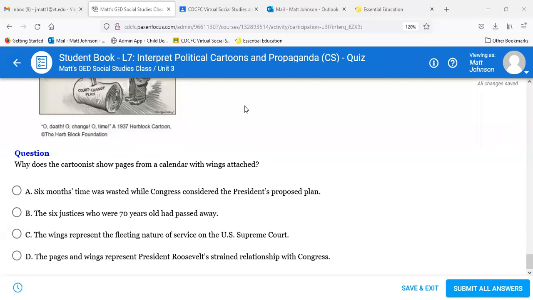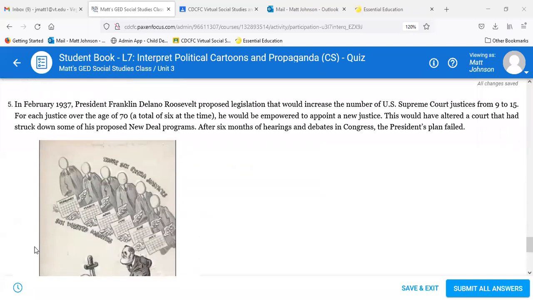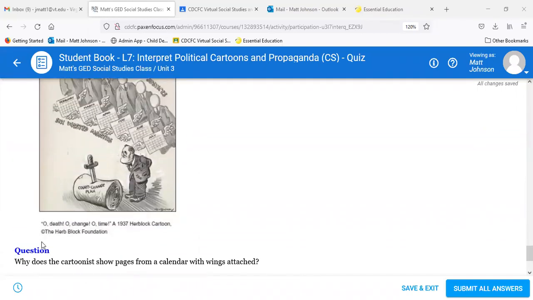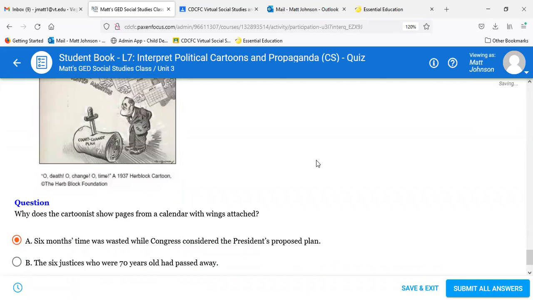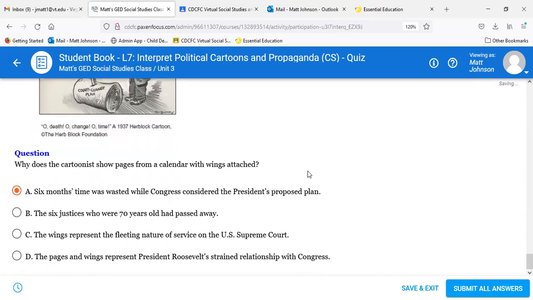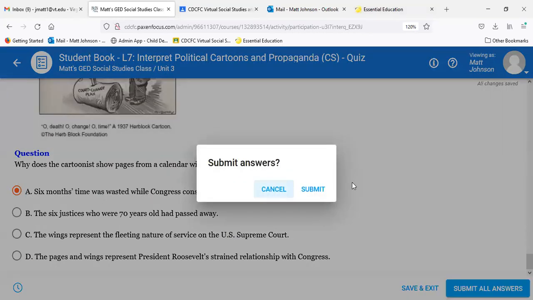A? Yes, ma'am. Yeah, 6 months' time was wasted, right? It's just gone the way of the dodo. It's flying away. So that's the representation there with the little wings on the calendar. Nothing's been achieved, and it's just flown out the window. So yeah, good job. So that's our little quiz there on cartoons.